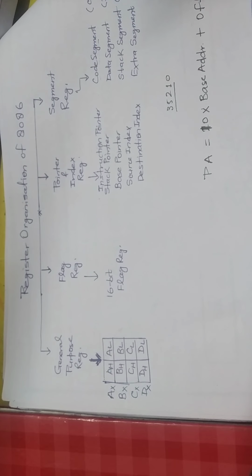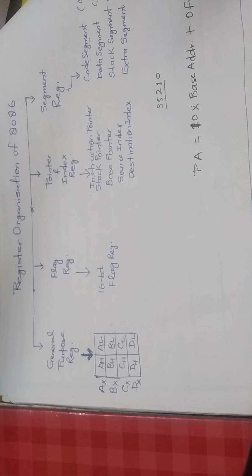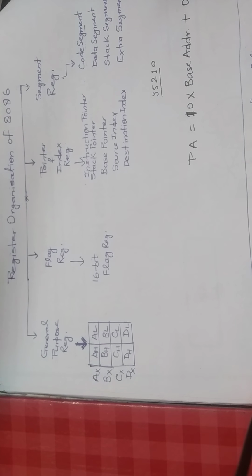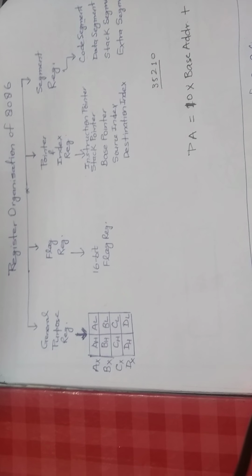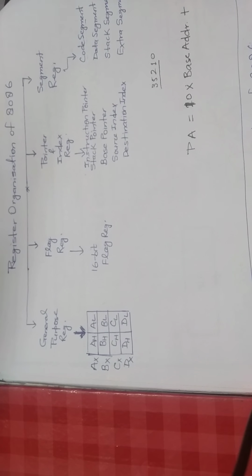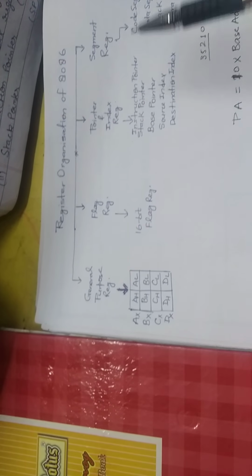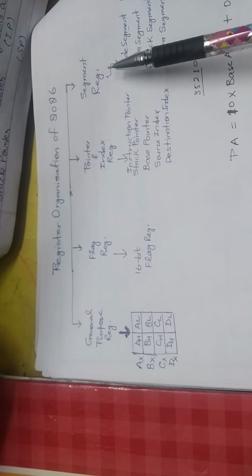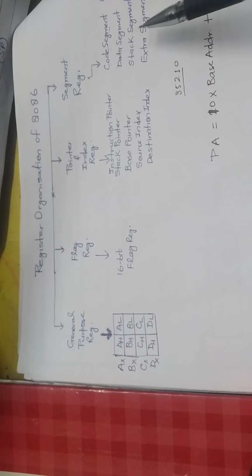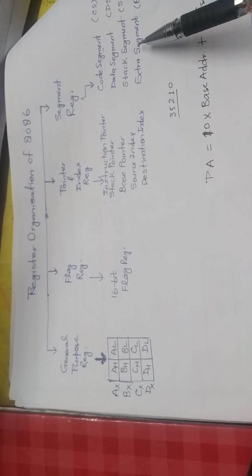The last category of 8086 registers is segment registers. Now, what is the use of segment registers? These registers are also 16-bit, and they are used to store the base address of the memory segment. Again, we can remind that the physical address of memory is a combination of base address and offset address. The offset address is stored in pointer and index registers, while the base address is stored in segment registers. There are 4 types of segment registers: code segment, data segment, stack segment and extra segment. These are all 16-bit registers.